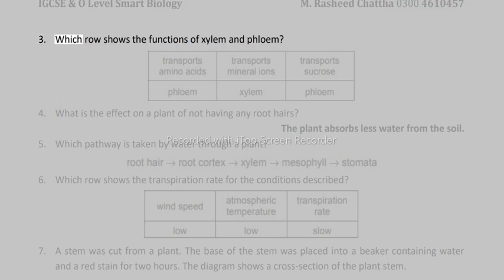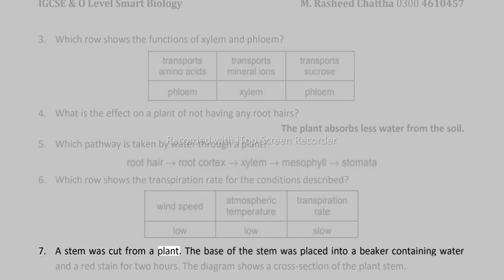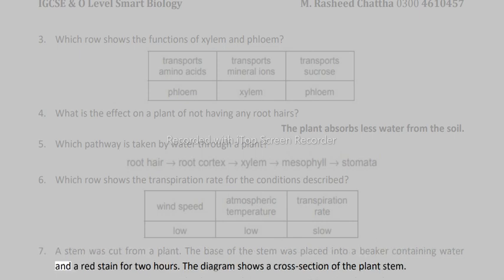3. Which row shows the functions of xylem and phloem? 4. What is the effect on a plant of not having any root hairs? The plant absorbs less water from the soil. 5. Which pathway is taken by water through a plant? 6. Which row shows the transpiration rate for the conditions described? 7. A stem was cut from a plant. The base of the stem was placed into a beaker containing water and a red stain for 2 hours. The diagram shows a cross-section of the plant stem.